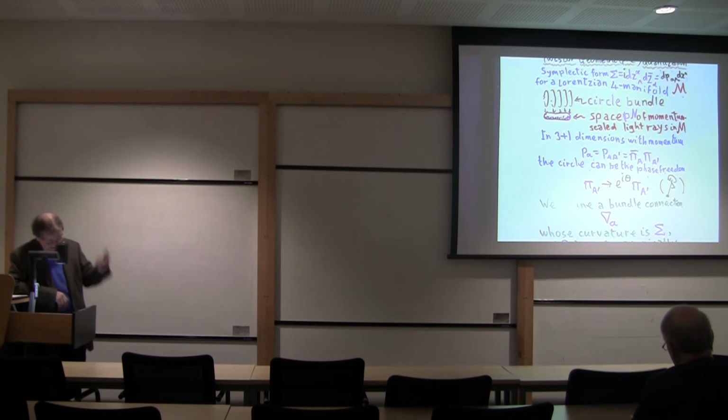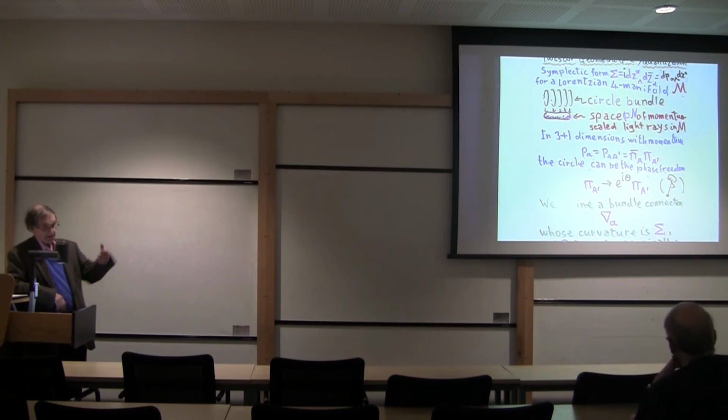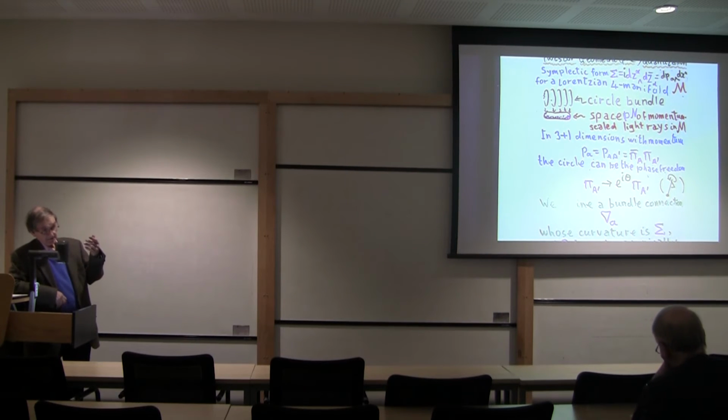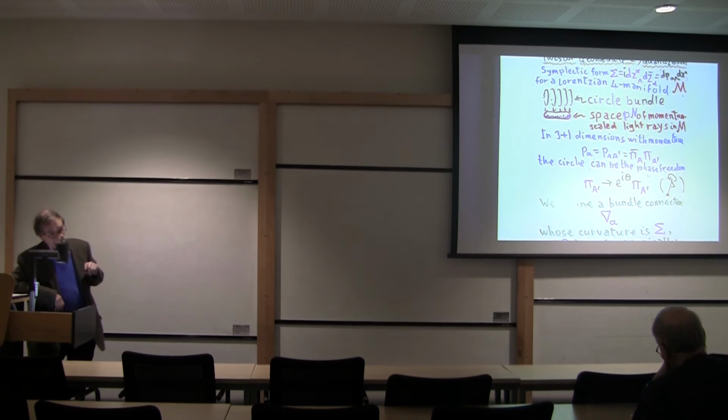The null geodesics in a space-time, it doesn't have to be four-dimensional space-time, it can be any other dimensions. And you make the light ray space and you include the scaling, which is the momentum part, so you've got another number, and that is naturally a symplectic manifold.